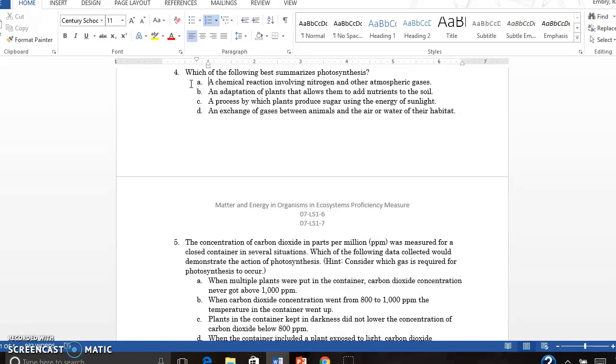So A is incorrect. B, an adaptation of plants that allows them to add nutrients to the soil? No. C, a process by which plants produce sugar using the energy of sunlight? Yes. C is correct. When you look at D, an exchange of gases between animals and the air or water of their habitat, that's talking more about the carbon and oxygen cycles. So 4 is C.